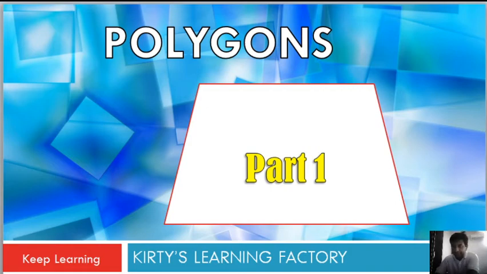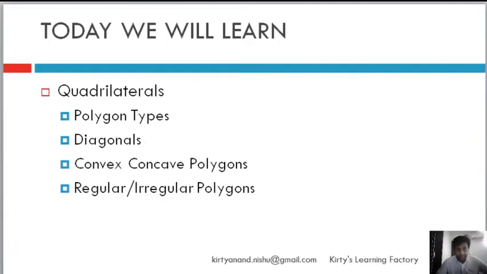Hi guys, today we are going to study polygons, and I'm going to do a little mini series, 2 tutorials basically, clearing concepts on angles, diagonals, etc. And then we will move into quadrilaterals. But before that, I thought that it's good to have a good generic understanding of polygons. So today we will learn about the types of polygons. We will learn about diagonals, what are convex and concave polygons, and then we'll learn about regular and irregular polygons.